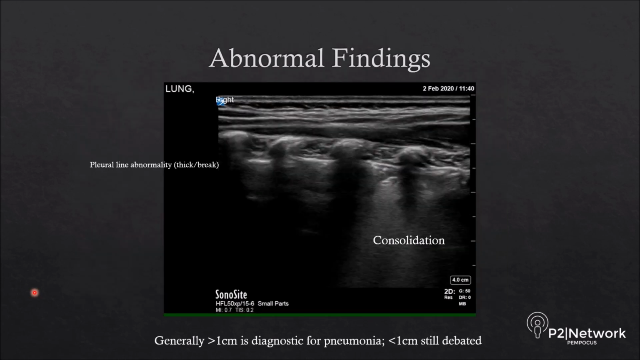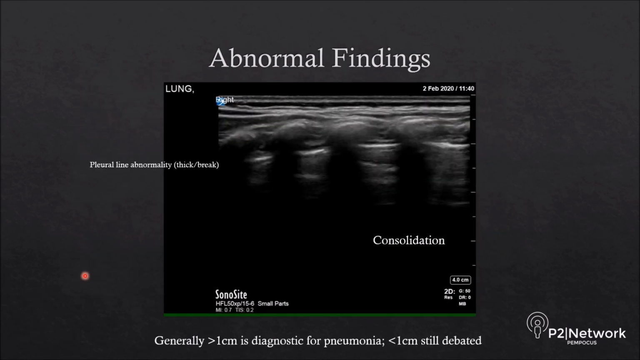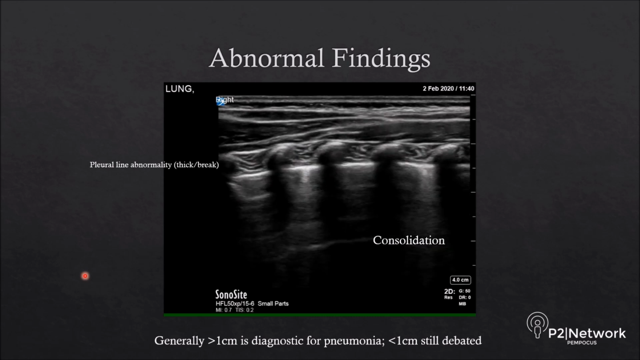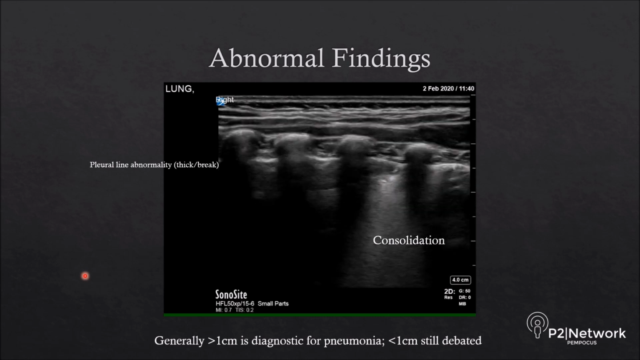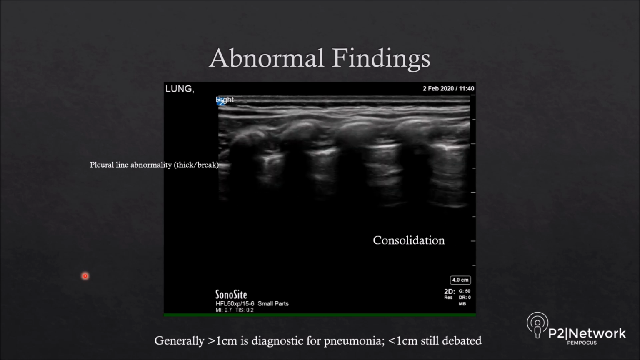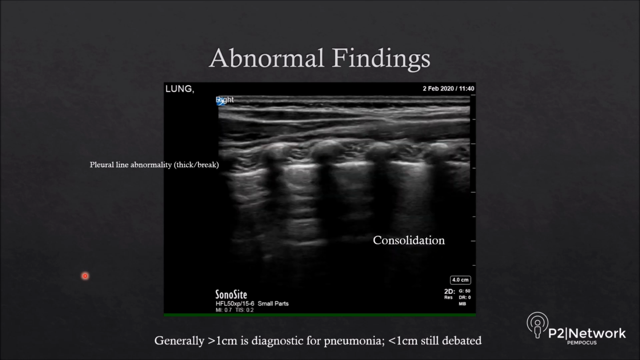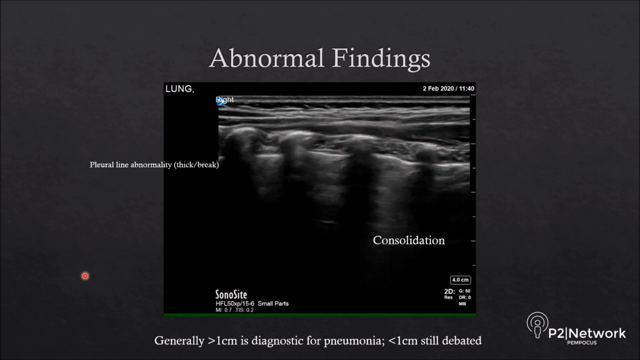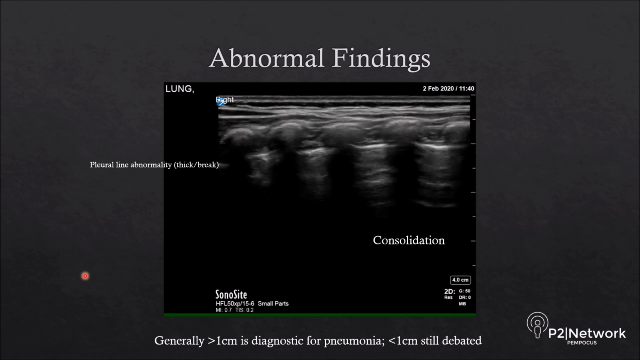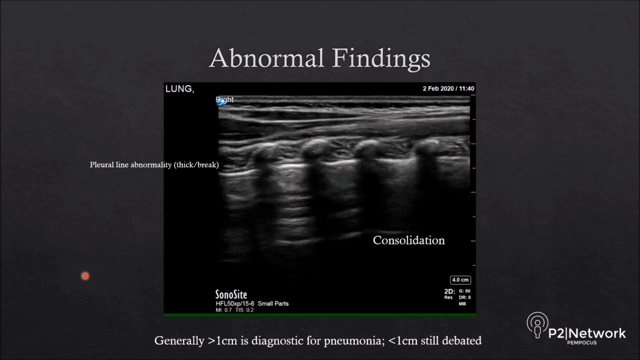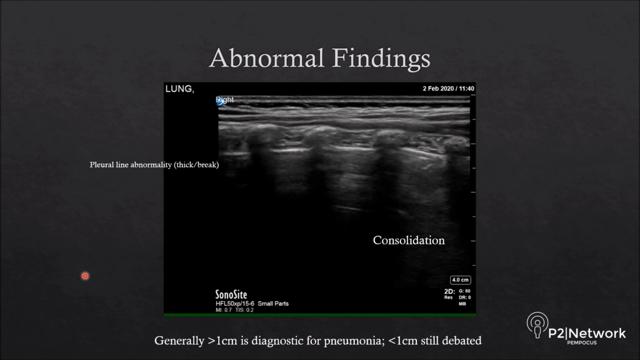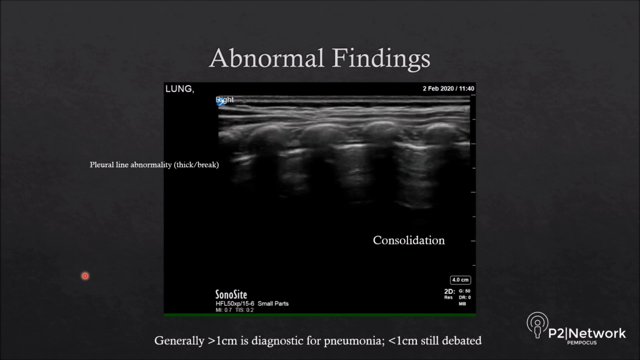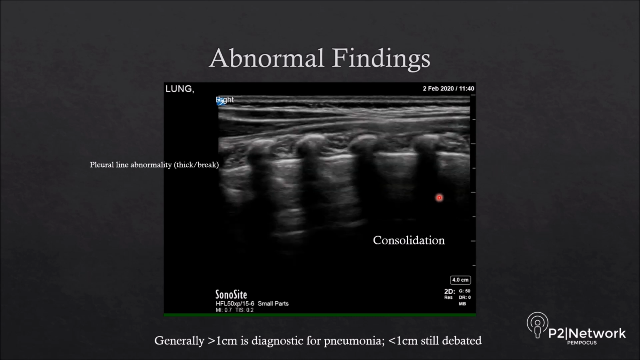So now I'll be talking about some of the pathologic findings in lung ultrasound, starting off with a consolidation. Consolidation is an area of mixed echotexture that you want to be really more than 1 centimeter before making any sort of diagnostic considerations. Less than 1 centimeter, we're still debating in the literature about what to do with, and I'll be peeking in over here on the right.